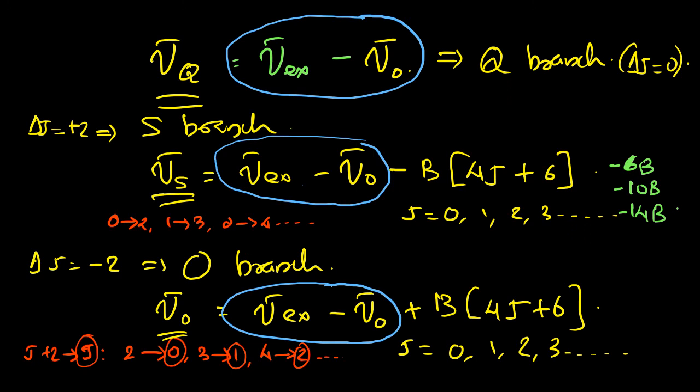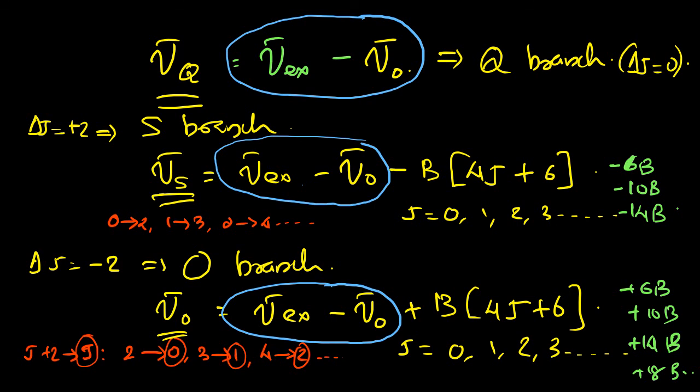Now we have one more branch, that is the O branch, right? The O branch has a frequency greater than the Q branch. This is the frequency of the Q branch, which is in the blue circle, and the O branch has a greater frequency. Those frequencies will be determined by the different values of J. For J equal to 0, it will be plus 6B. And for J equal to 1, it will be plus 10B, then plus 14B, plus 18B, etc. Okay. So you will get a series of lines that is 6, 10, 14, 18, etc.